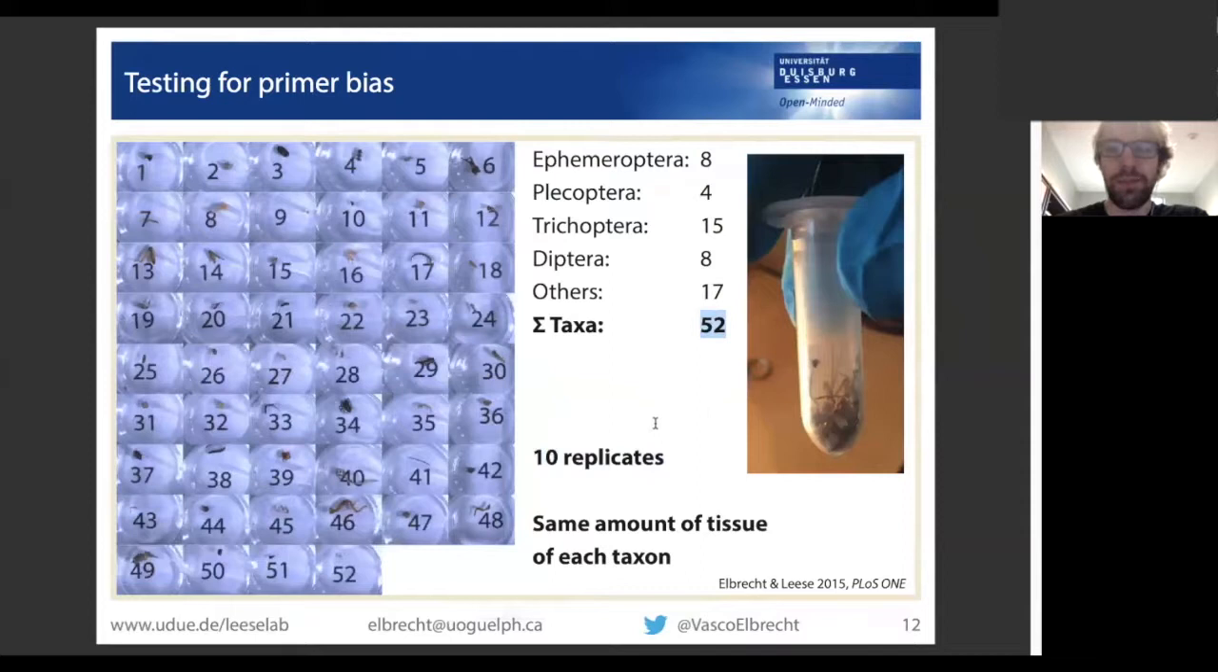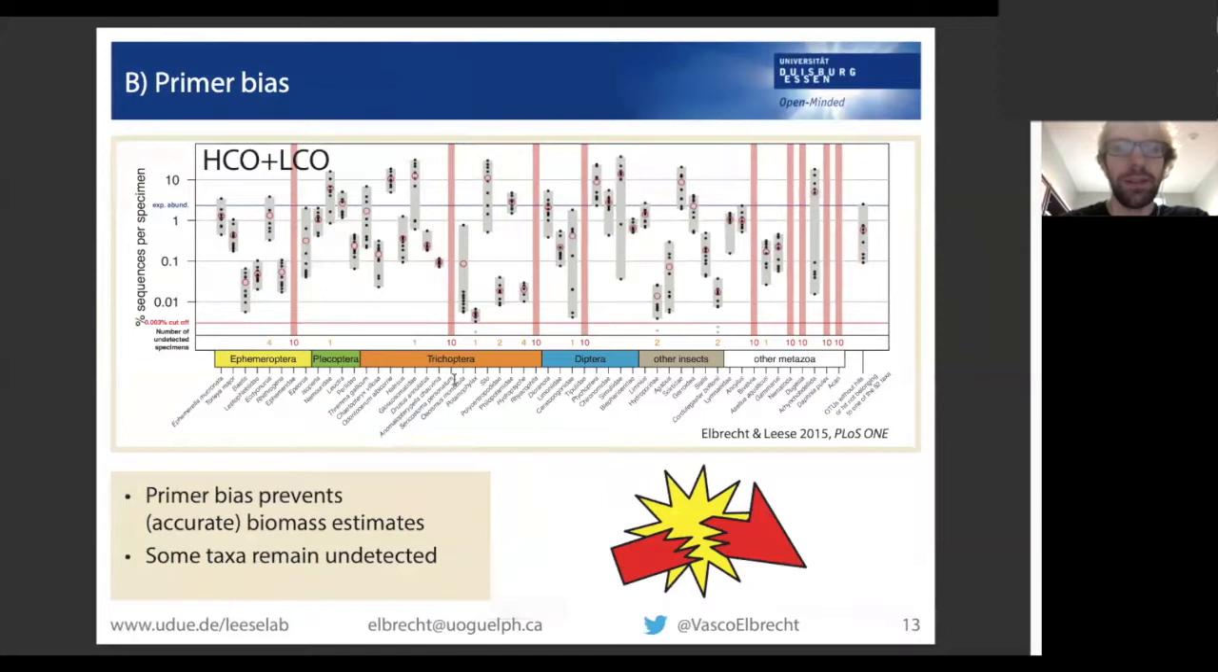So what I would expect is that we have here on this axis the relative sequence abundance. This is the logarithmic axis, and here our 52 taxa. And what we can see here in red is that sometimes you miss the taxon completely. It doesn't get detected. And also for the other taxa, you get quite some variability. Sometimes you get around 10% of the reads for one taxon, and other times you just get 0.01%.